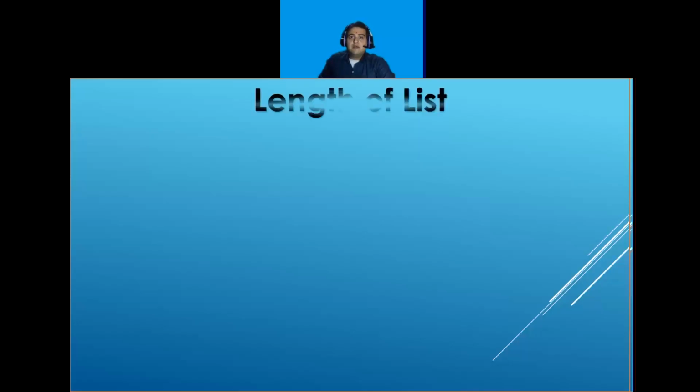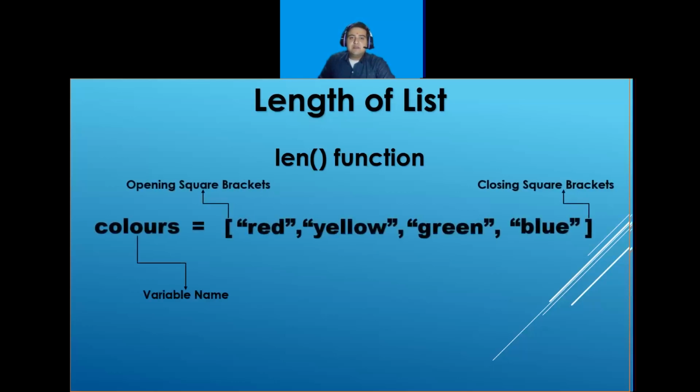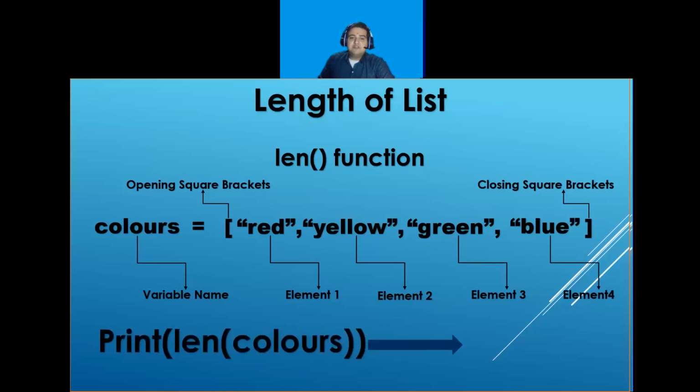To determine how many items are present in your list, you have to use the len function. So here for example, this is my list. In this list I have element 1, element 2, element 3 and element 4. So in total we have 4 elements here. If I use the print function here with the len function, this len function will give me the total number of items present in my list. So this will give me my output as 4.